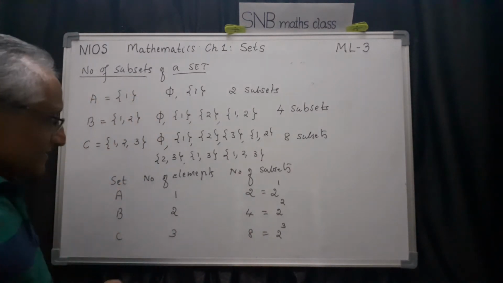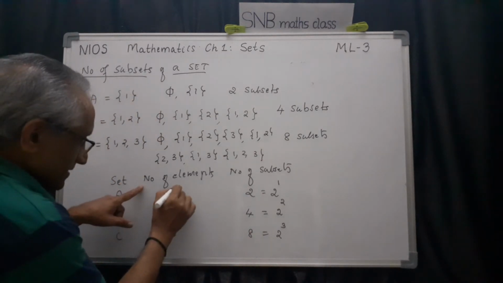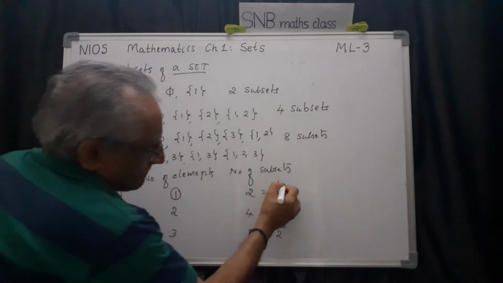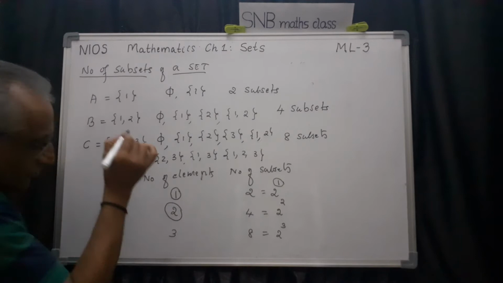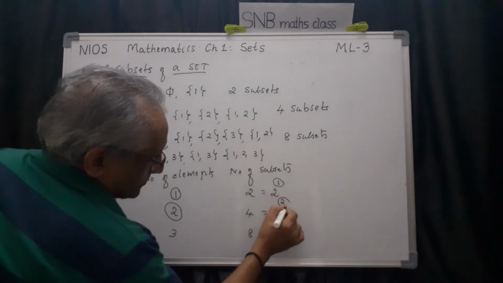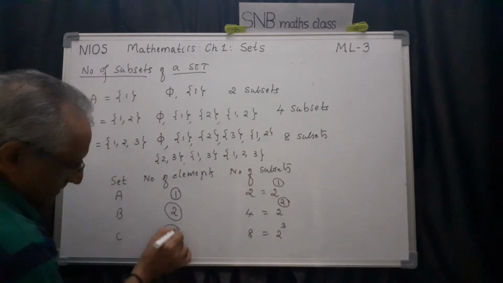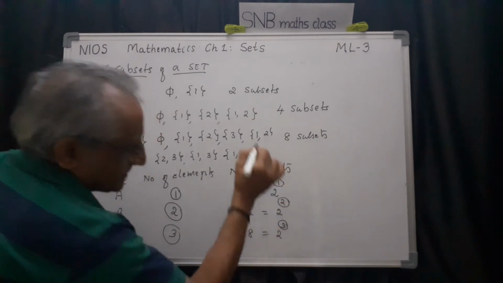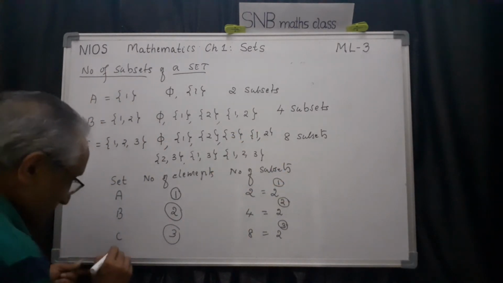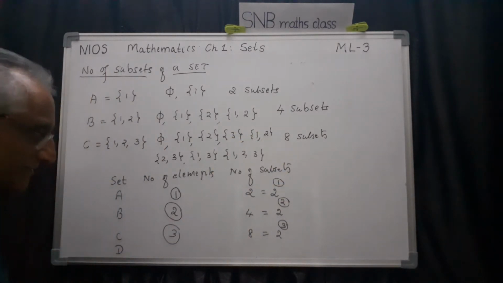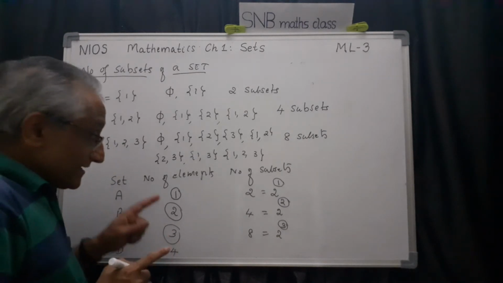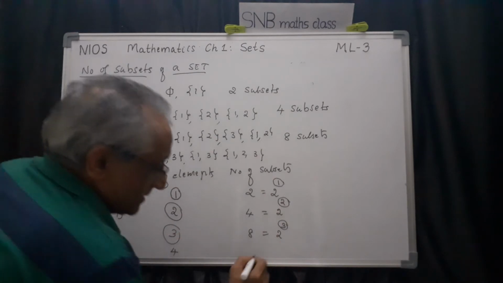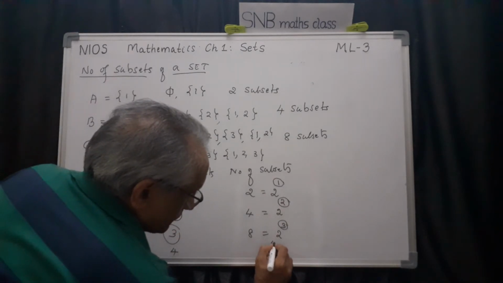So what is the connection? Number of elements, here it is 1 and here the power is 1. Number of elements, here it is 2. The power here is 2. Number of elements 3 here, power is 3. This is the connection. That means, now suppose I write one more set D. Suppose it contains 4 elements. Then how many subsets can you form? It is 2 to the power 4, that is 16.